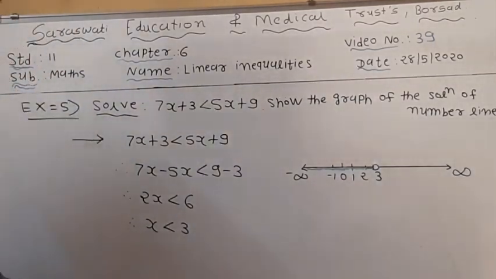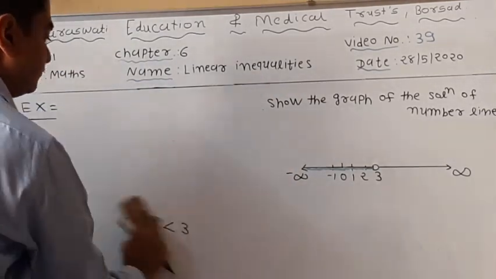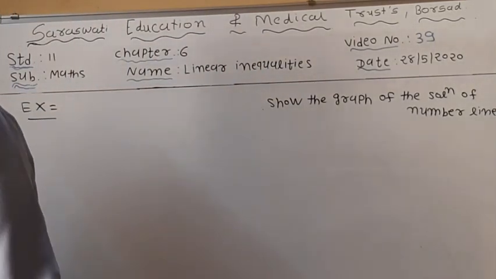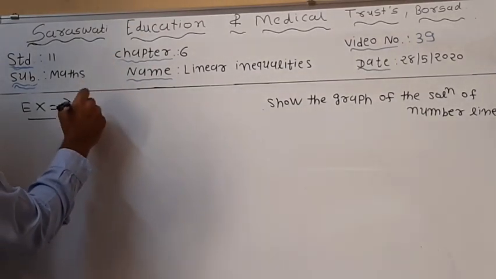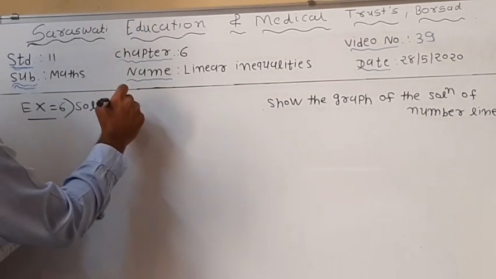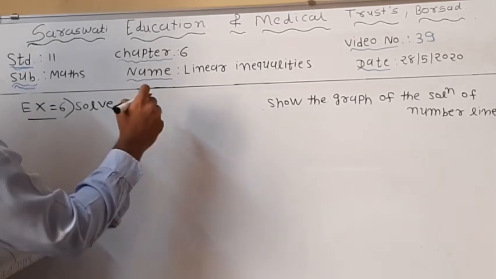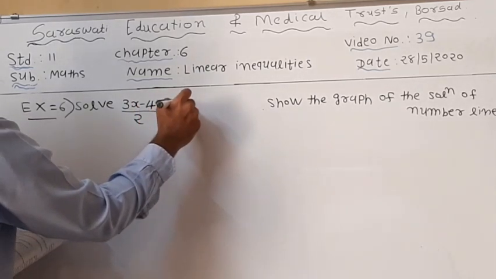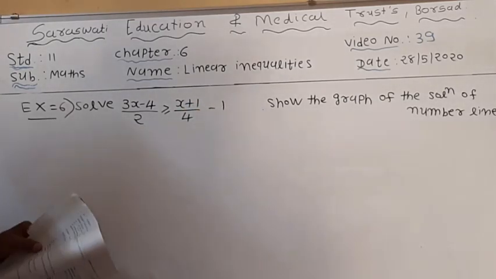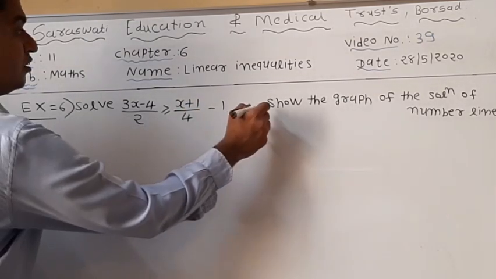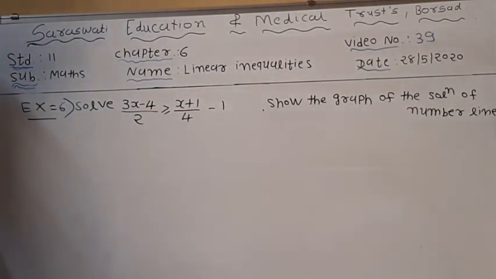Example number 6. Solve (3x minus 4) upon 2 greater than or equal to (x plus 1) upon 4 minus 1, and show the graph of the solution on the number line. So first of all, solve this inequality.